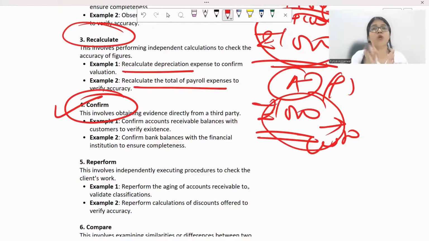So confirmation is always taken from a third party. Again, a school example: you say that I am sick, you tell your class teacher that I'm sick. So how is she going to confirm whether you are actually sick or not? She's going to call your parents. She won't ask you because you are the one who said it. So she goes to the third party, who is your parents, and asks them, is the child really sick? So that is confirmation, double confirmation basically. So this is confirmation. Then reperform.